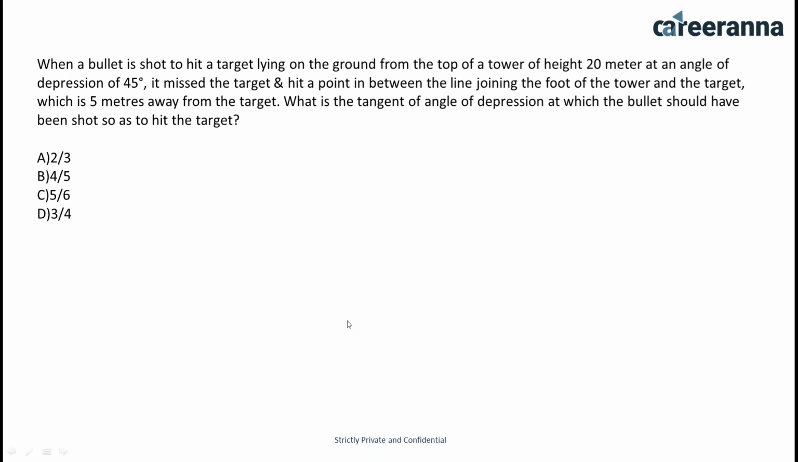And for those students who are not able to understand what the question is saying, let me help you with the figure. The question is saying, when a bullet is shot to hit a target lying on the ground. Okay, so a bullet is fired from the top of the building, the top of the tower. The height is given to you, that is 20 meters. Okay, so this is the height, which is 20 meters, from where the bullet is fired, at an angle of depression of 45 degrees. So the angle which is formed here is 45 degrees.